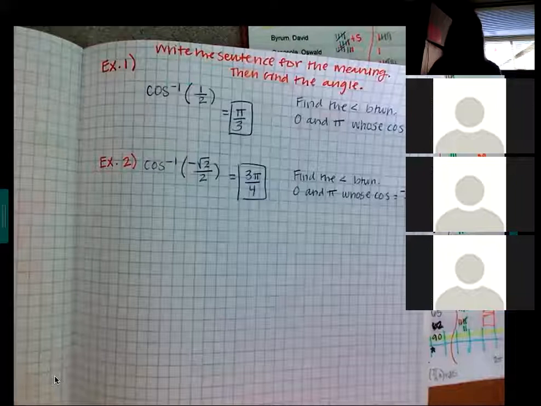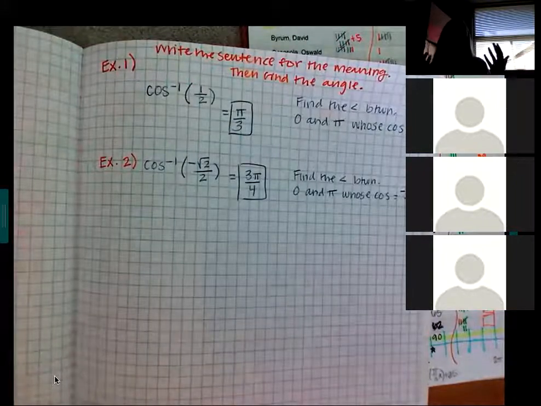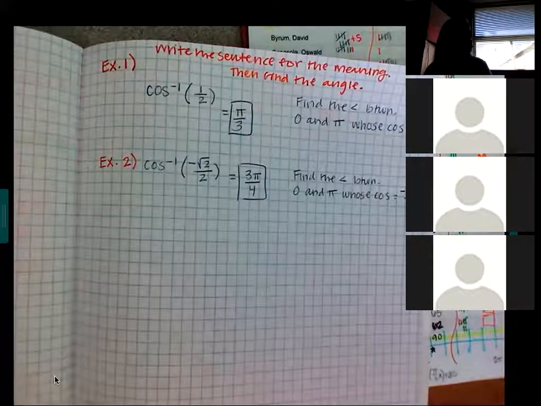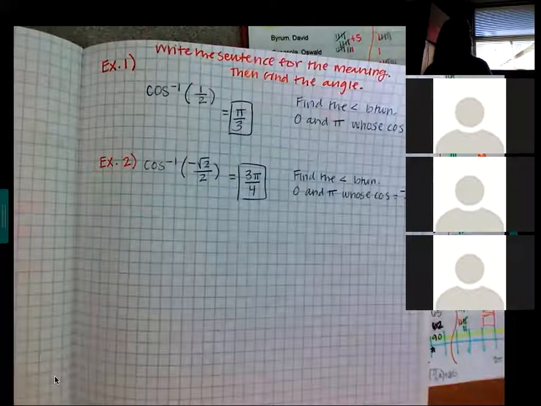We found the angle between 0 and pi whose cosine was negative square root of 2/2. So we just got to know that hand trick. Do you see why I said that was so important now?